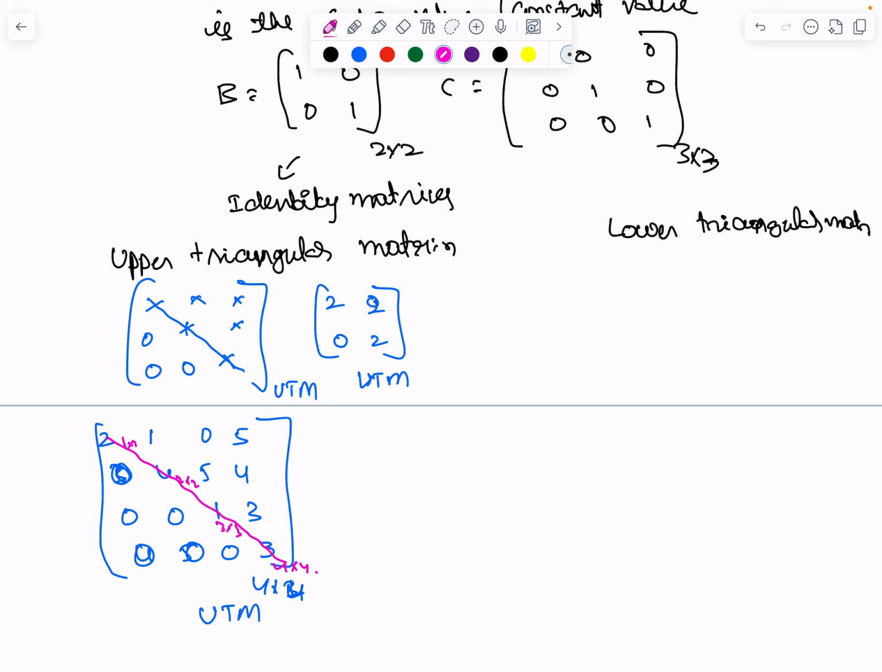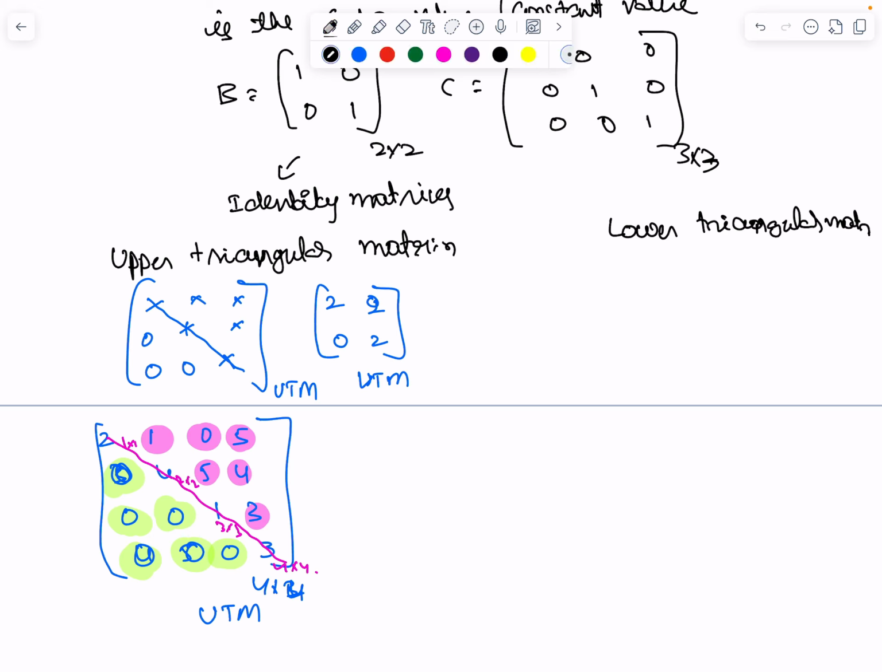It doesn't matter where it is, whether it is in 1 by 2 or 1 by 3. Somewhere it must be holding, but below the main diagonal, all these entries must be 0. The non-zero entries must be above the main diagonal. That is, one of the elements is non-zero. That is enough to say that it is an upper triangular matrix.